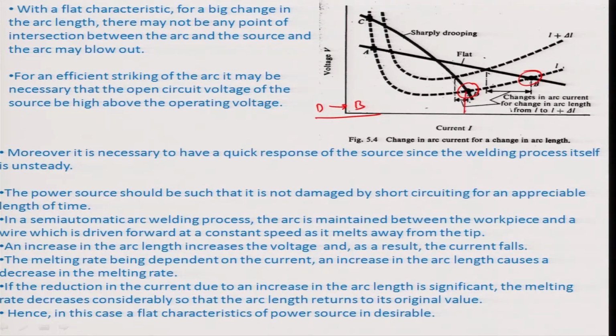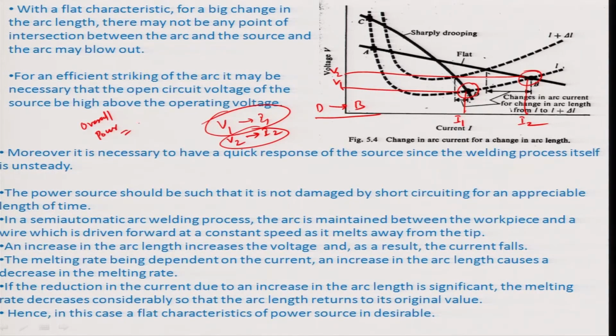If I consider the different abscissa and ordinate values here, I can find this to be I1 and I2, and this to be V2 and V1. Corresponding to V1 there is a current I1, and if the voltage rises to V2, the current also rises to I2. Therefore, the overall power would be V1 I1 in the first case and V2 I2 in the second, and you can see the V2 I2 power is more in comparison to V1 I1.